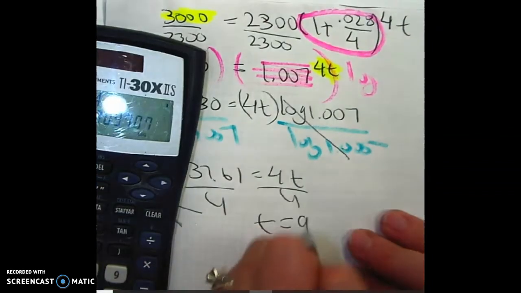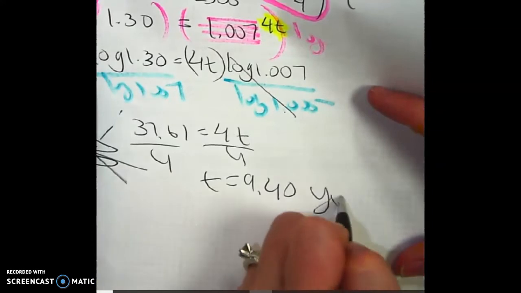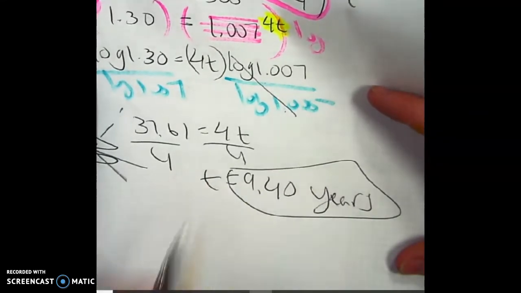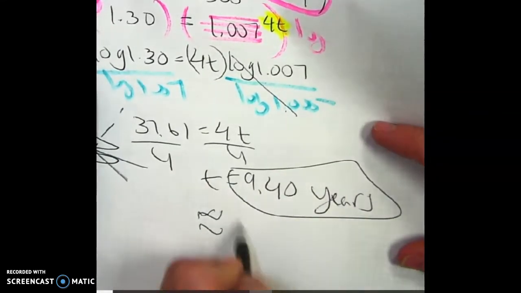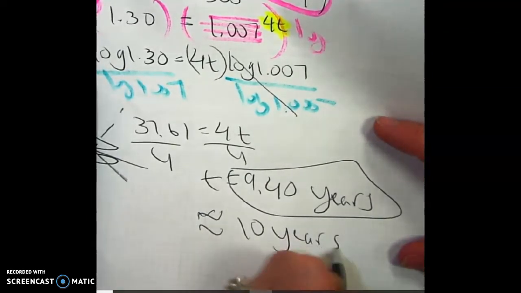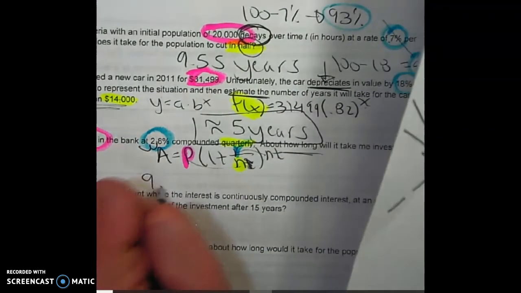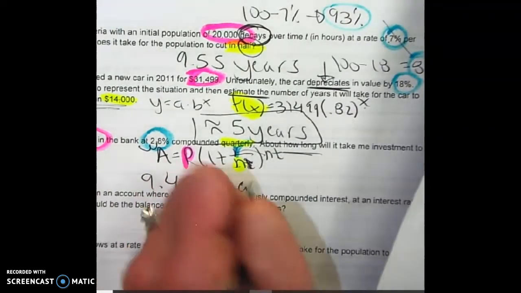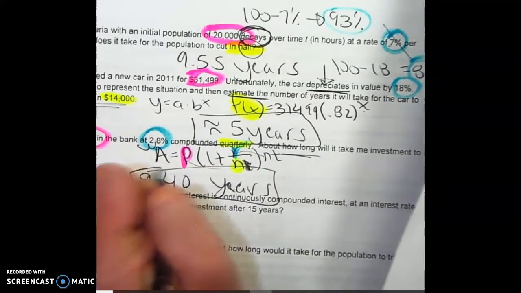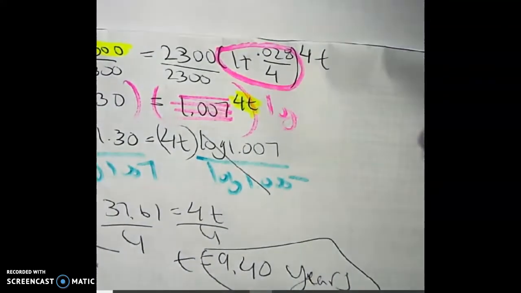And I get 9.40. Okay. If they say exactly how long does it take, the answer is 9.40 years. If they want to know about, you would say 10 years. So let's see, what did they say? How long? Since it says how long, 9.40 years. Okay? So there's the work for that.